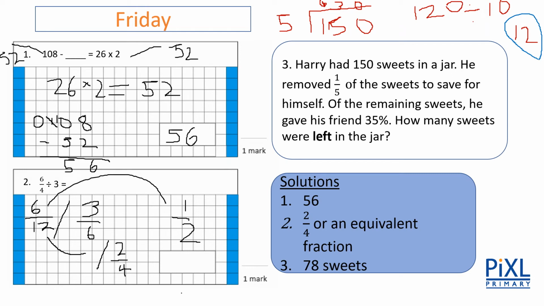In order to find 5%, I'm going to half my 10%. Half of 12 is 6, so that's 5%. Now, I found 10%, but I need to find 30, so I'm going to times my 10% by 3, which would give me 36. And then I'm going to add 6 onto 36, which would give me the answer of 42. So he gives his friend 42 sweets.